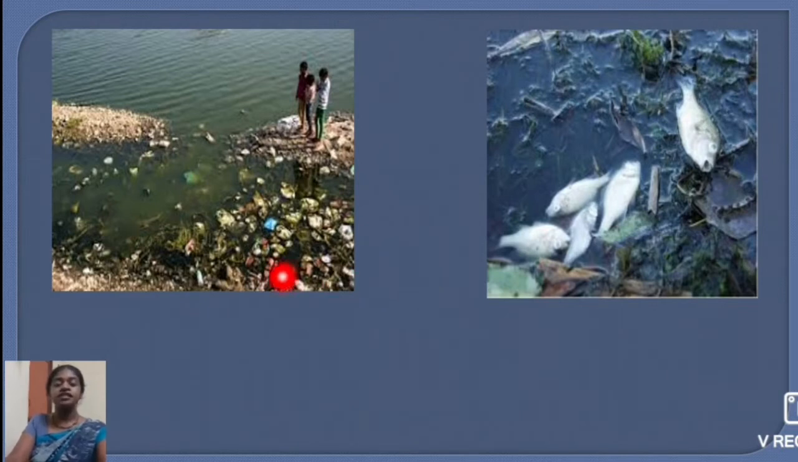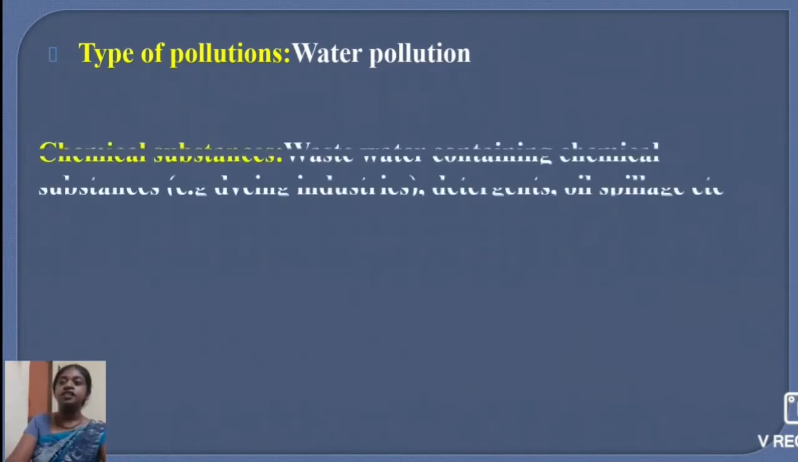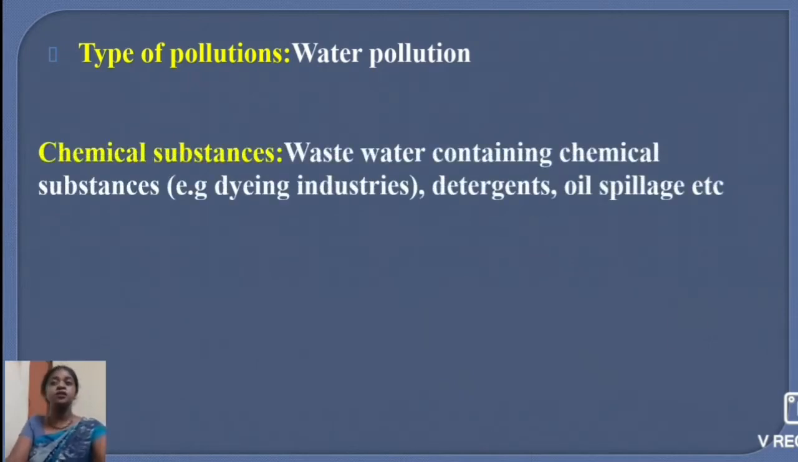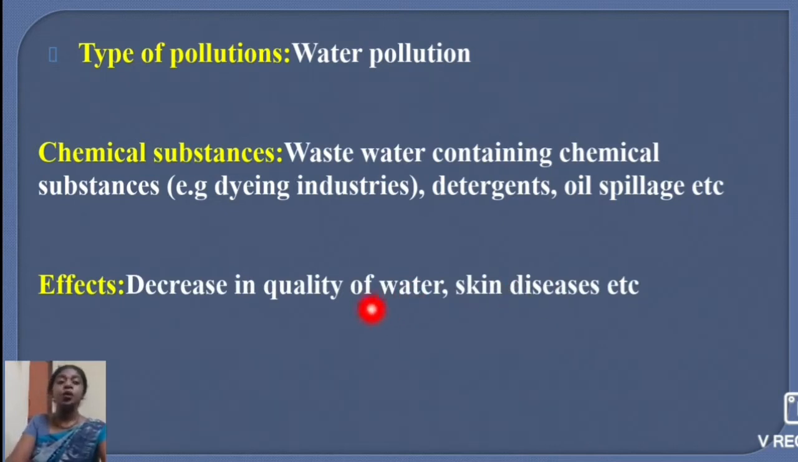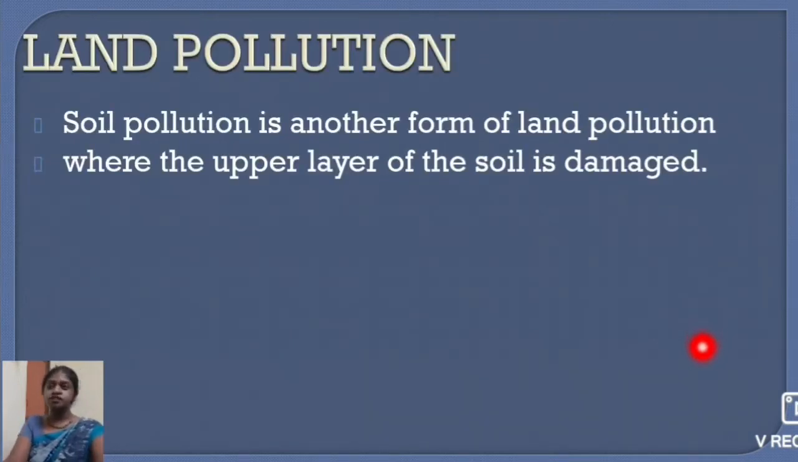Here the waste is being dumped into the ocean. As a result, the living creatures of the oceans are being affected. The chemical substances responsible for the pollution are wastewater containing chemical substances like dyeing of industries, detergents and oil spillage, etc. As a result, there is a decrease in the quality of water and skin diseases in human beings, etc.